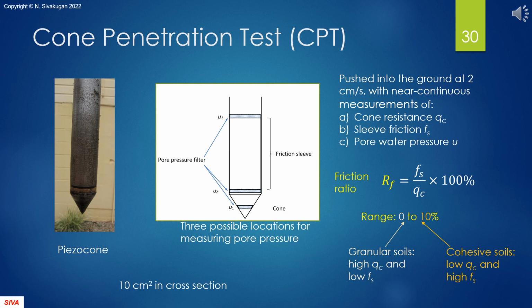In a static cone penetration test, a 60-degree cone is pushed into the ground at a steady rate of 2 cm per second. The resistance at the cone tip, qc, and the sleeve, fs, are measured separately. In addition, the pore water pressure is also measured at one of the 3 possible locations shown here. The 3 measurements are taken at very short depth intervals, making them almost continuous. Cones with pore water pressure measurement facilities are called piezocones. At any depth, the friction ratio is defined as the ratio of fs to qc, expressed as a percentage. This varies in the range of 0 to 10%, with the lower end of the range for granular soils and the upper end for cohesive soils.